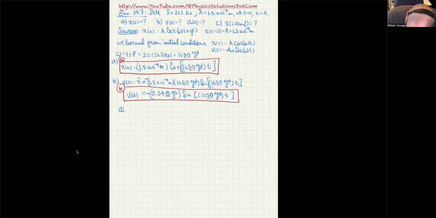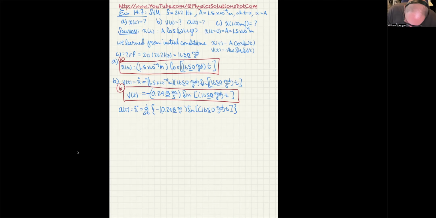So the acceleration as a function of time is equal to x double dot, which equals d by dt of the velocity. So that's d by dt of negative 0.248 meters per second times the sine of 1650 radians per second times t. And I'm going to make this into a curly bracket instead of a regular bracket, since I like to have a different symbol for each one.